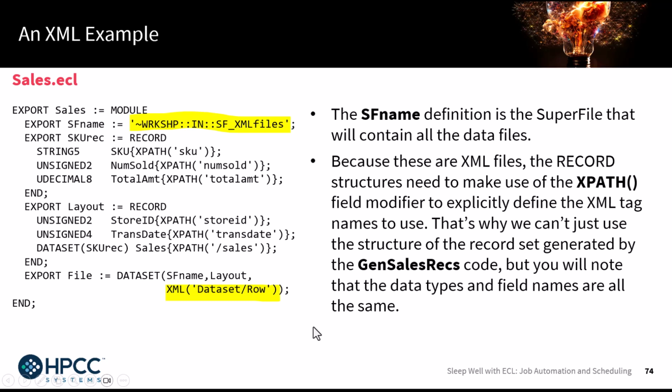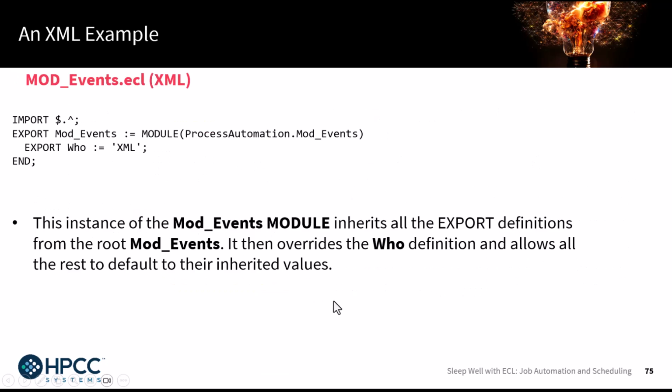And of course, the XML dataset row is the standard HPCC definition when we generate the output statement. So we have a mod_events.ecl in the XML folder. We're telling it that all of the events that are going to be happening here will be of the XML file type. That's what that "who" means. So later on, if I wanted to do JSON, I'll have "who" defined as JSON and so on.